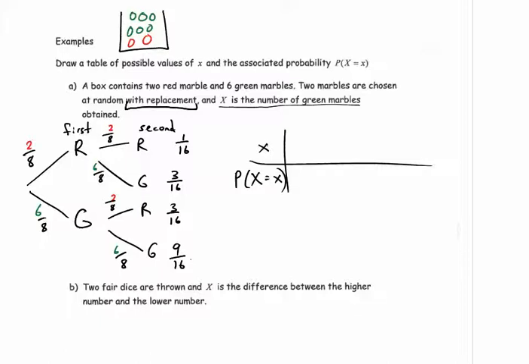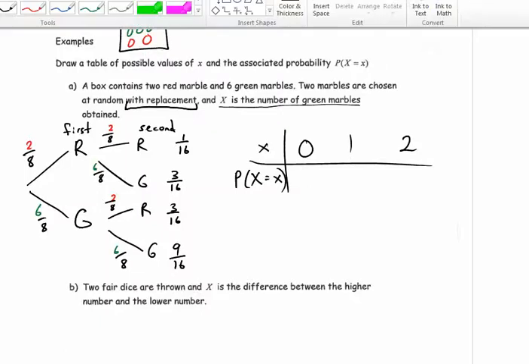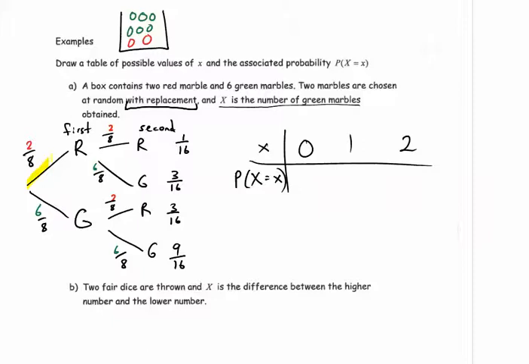Now I just have to figure out what are my possibilities for x. X is the number of green marbles that I can get. So what's the smallest number of green marbles that I could grab from the box? 0. And the biggest? 2. So I can either grab 0 marbles, 1 marble, or 2 marbles. The chance that I get 0 green marbles is 1 out of 16.